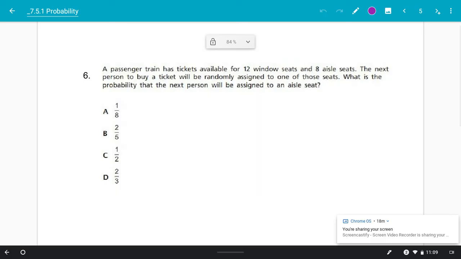All right, so one more question here. A passenger train has tickets available for 12 window seats and 8 aisle seats. The next person to buy a ticket will be randomly assigned to one of those seats. What is the probability that the next person will be assigned an aisle seat? So we're looking for the probability of an aisle seat.